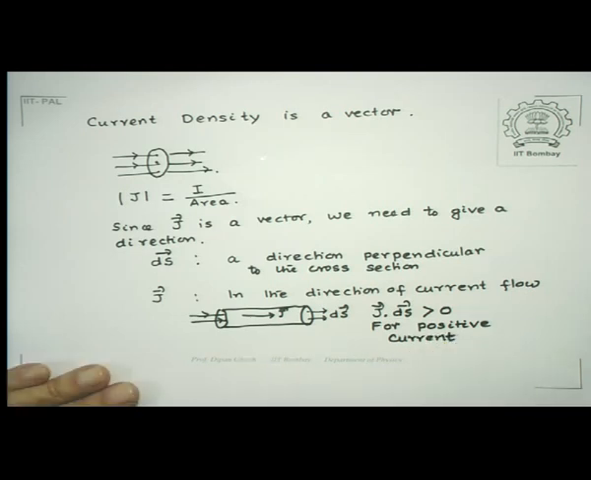So current is not a vector, but current density is, which is a point definition. By point definition I mean that I take a small enough area, and I can make that area as small as I like, so that density is defined as a point function. So at every point in the material I define the density.